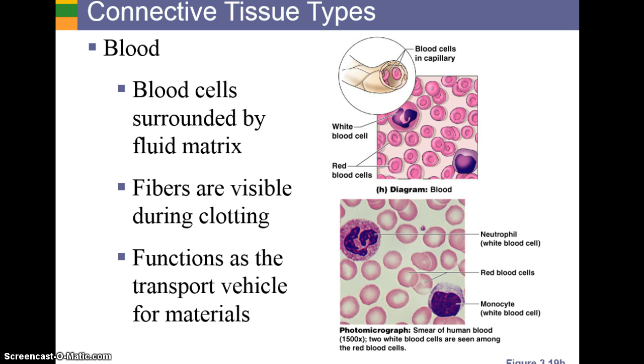And one result of clotting might be the actual formation of a scab, or the initial part of a scab associated with some type of cut on epithelial tissue. And the final component we'll talk about from a connective tissue standpoint associated with blood, we know blood functions as the transport vehicle for various materials that move throughout your body.